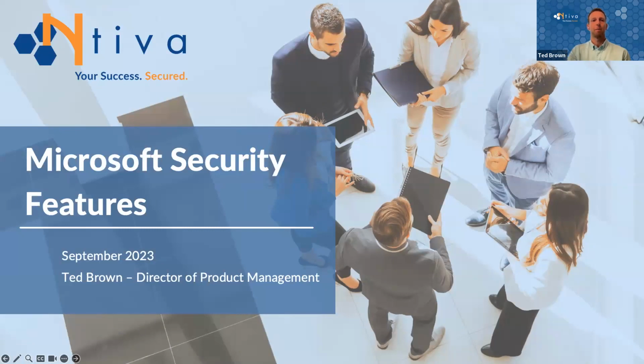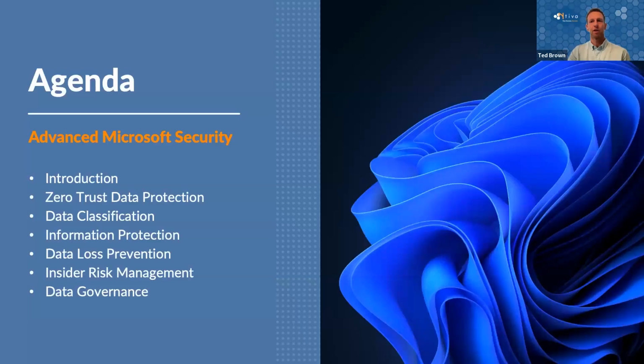And today we're going to be talking about Microsoft security features and more into how you can protect yourself on the data footprint you have put into the Microsoft ecosystem. We're going to get into a little bit of zero trust data protection, data classification, information protection, data loss prevention, insider risk management, as well as data governance.